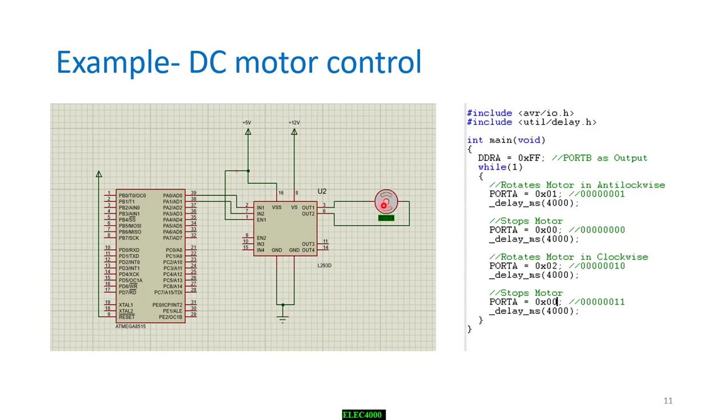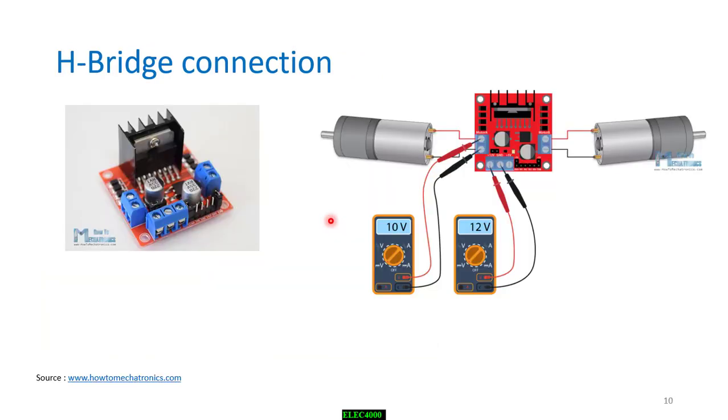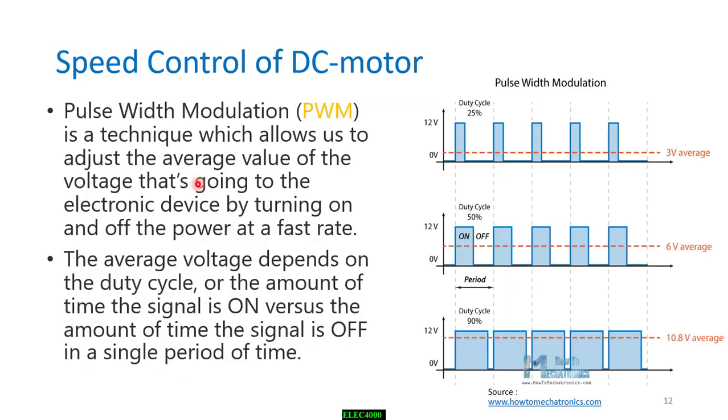Here I have connected only 1 motor. If you want to connect another motor, you have the option over here. If I go back to the H bridge, you can see over here there is 1 output for 1 motor, and here is the output for the second motor. Pulse width modulation is used, and we will be discussing pulse width modulation in more detail in task number 3, but here I'm just giving you an introduction to how it controls the speed of the DC motor.